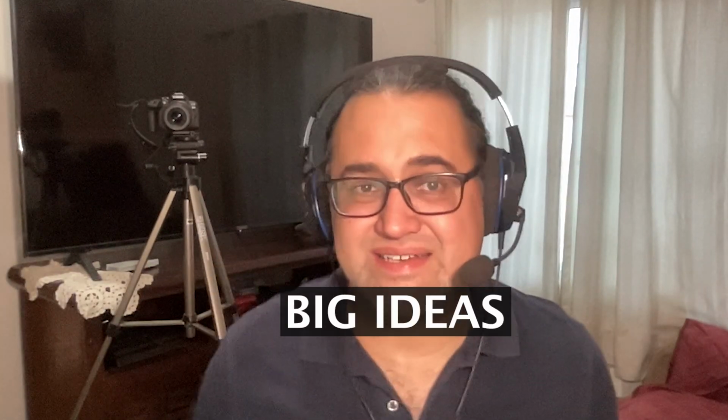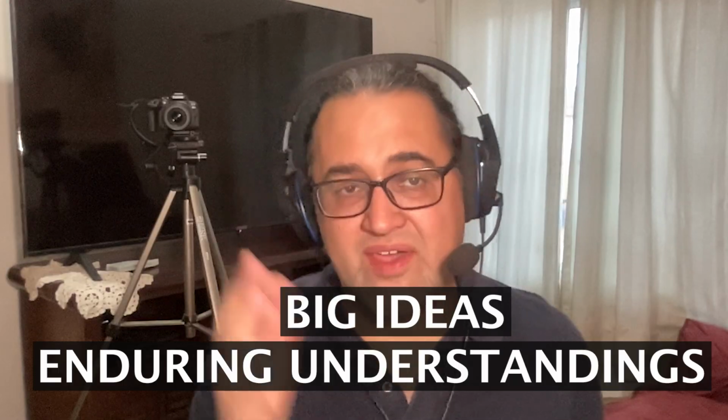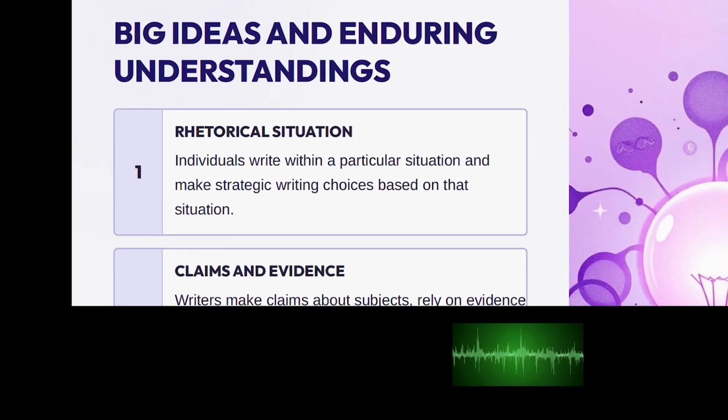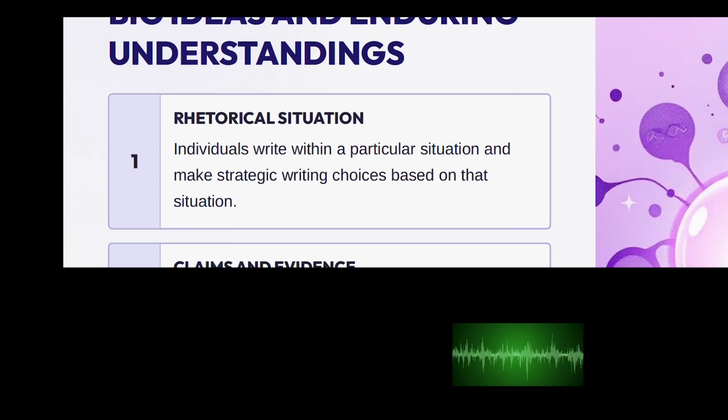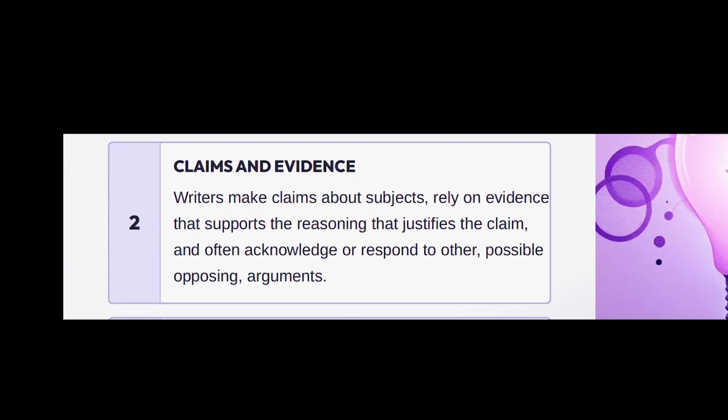The course talks about something called big ideas and enduring understandings, and there are 4 that we will be discussing and analyzing throughout the whole school year. Rhetorical situation. Individuals write within a particular situation and make strategic writing choices based on that situation. Claims and evidence. Writers make claims about subjects, rely on evidence that supports the reasoning that justifies the claim, and often acknowledge or respond to other possible opposing arguments.